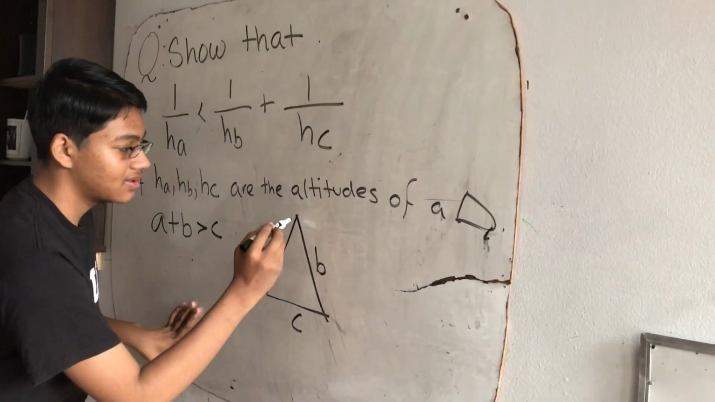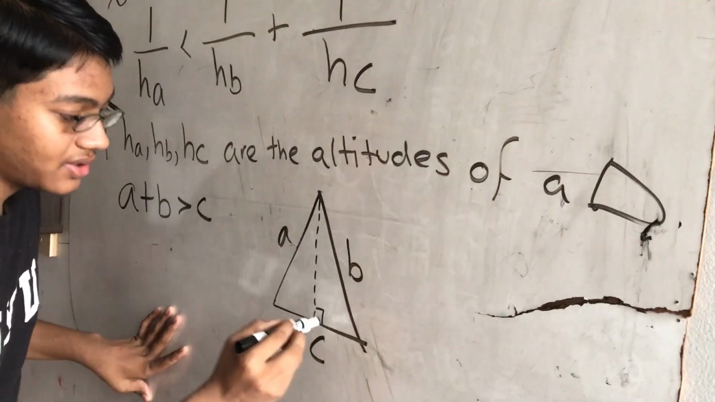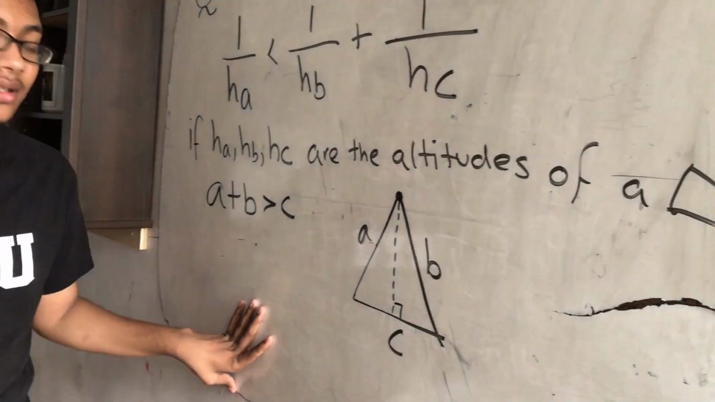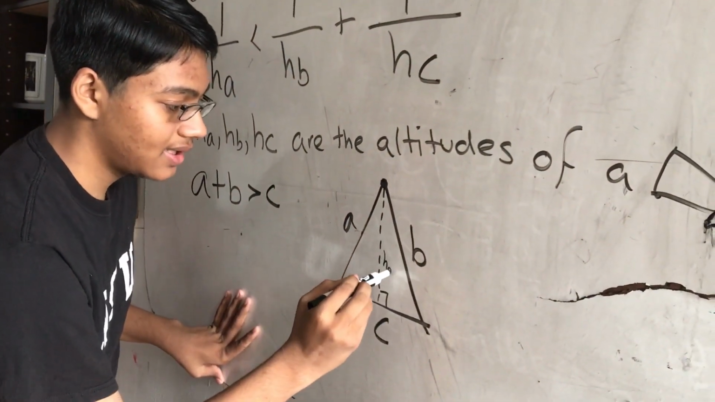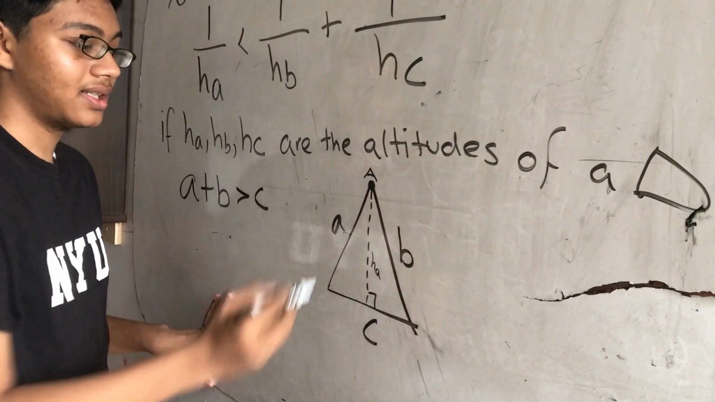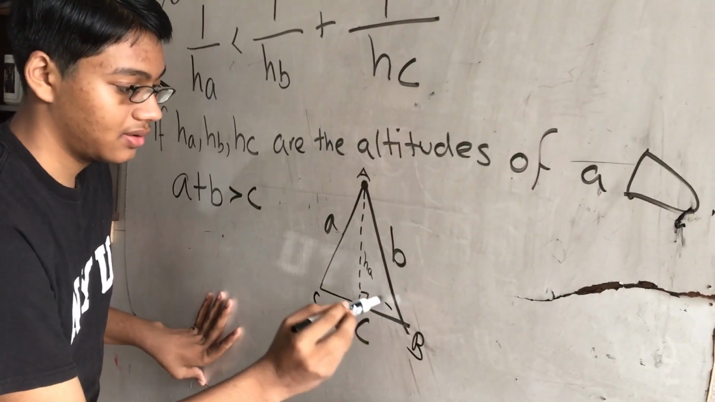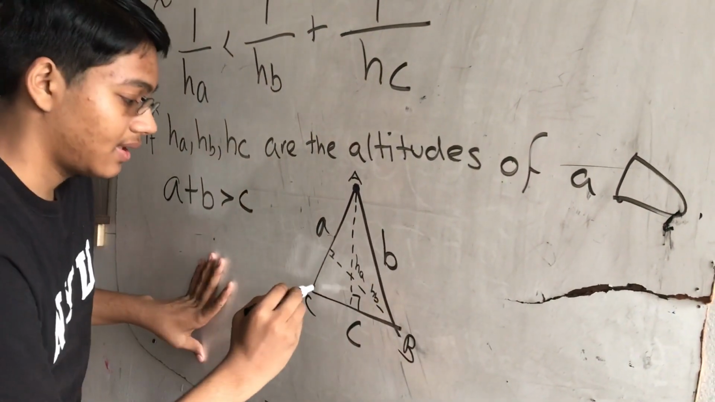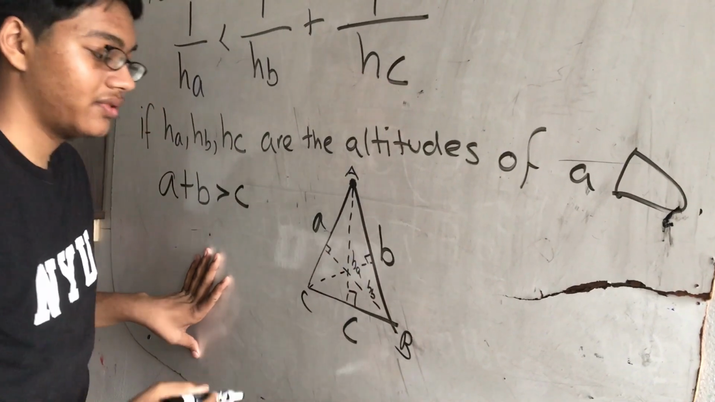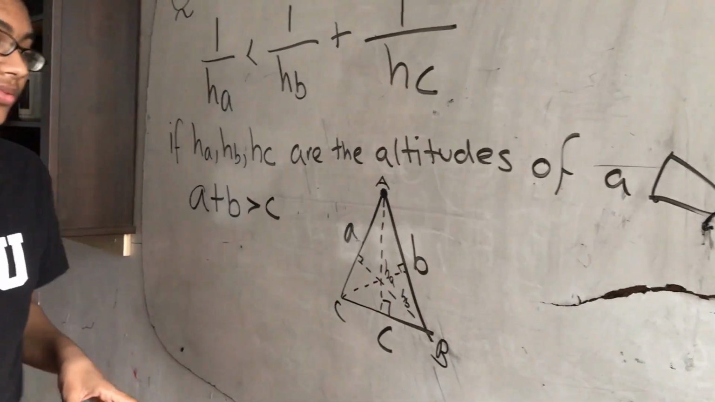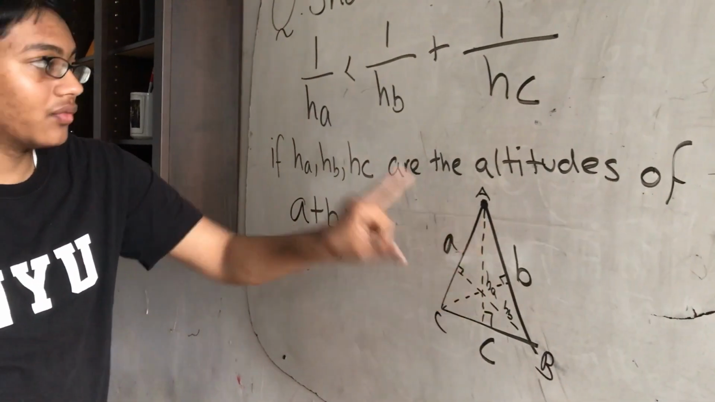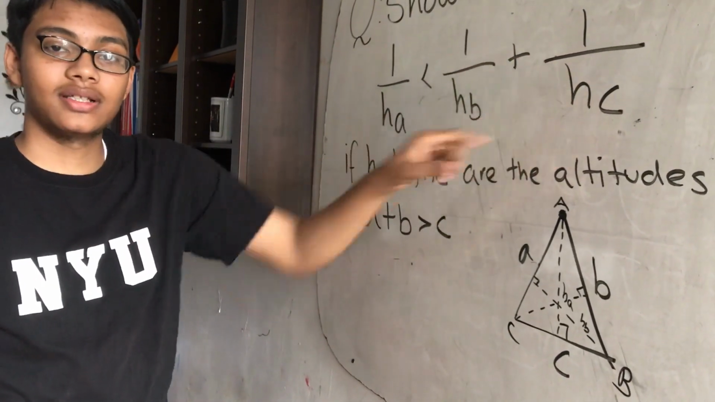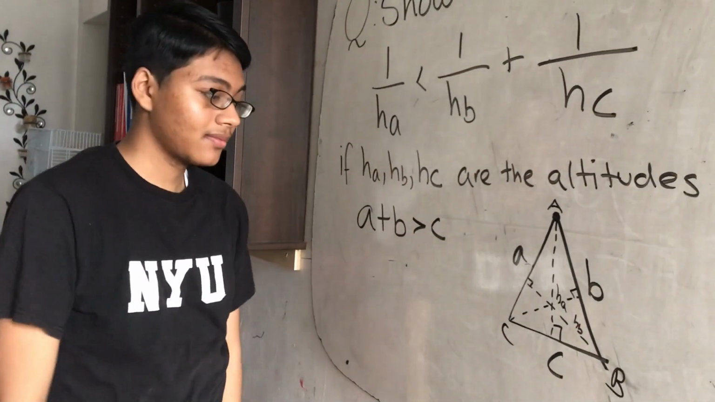Well, first of all, let me show you what I mean by altitude. Altitude is a line from the vertex of a triangle that is perpendicular to the opposite side. So if we call this h sub a, the altitude from vertex A, and we call this h sub b, the altitude from vertex B, and h sub c, the altitude from vertex C, then what we have to prove is that 1 over altitude A is less than the sum of 1 over altitude B plus 1 over altitude C. So how can we do that?